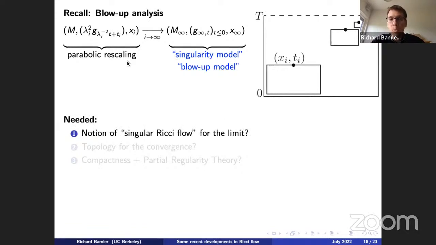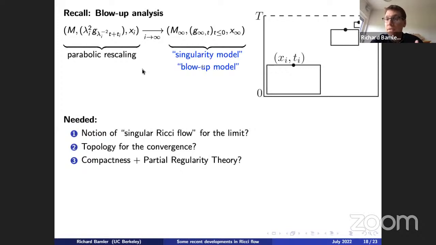So one question that we need to answer in order to prove the Folklore conjecture is to say what kind of singular Ricci flows we expect to be here in the limit. And then once we have these singular Ricci flows defined, we also need some kind of topology for the convergence that happens here. We also need some compactness theorem that allows us to extract a subsequential limit. And lastly, this flow, if it's a singular Ricci flow, may be very irregular. So we need some kind of partial regularity theory that allows us to say that this limit is smooth away from some small singular set.